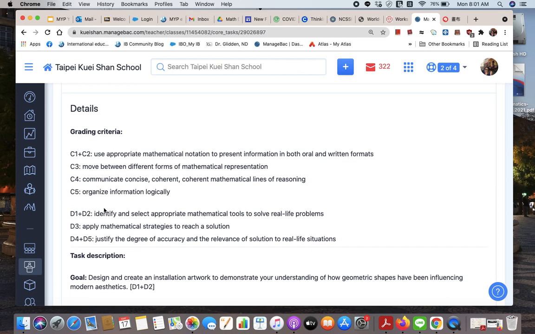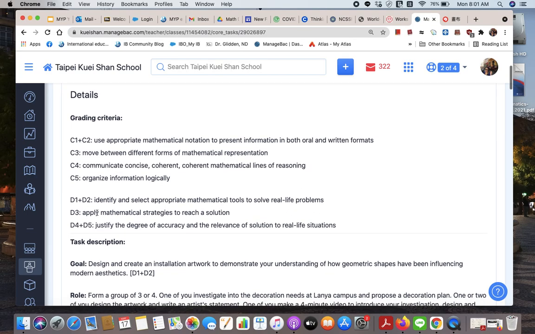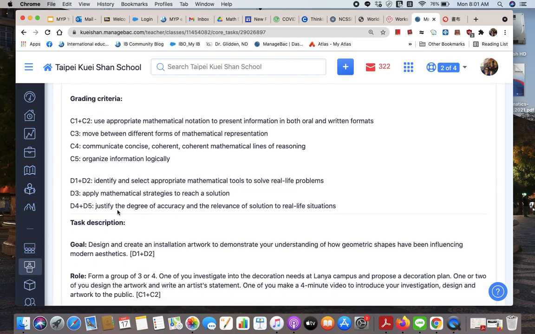All right, so let's move on to criterion D. D1 and D2, you are expected to identify and select appropriate mathematical tools to solve real-life problems. So later I'll be talking about what tools they are and also what problems we need to solve. All right, D3, you are expected to apply mathematical strategies to reach a solution. Again, I'll be talking about what the solution can be and also what strategies they are. D4 and D5, justify the degree of accuracy and the relevance of solution to real-life situations.